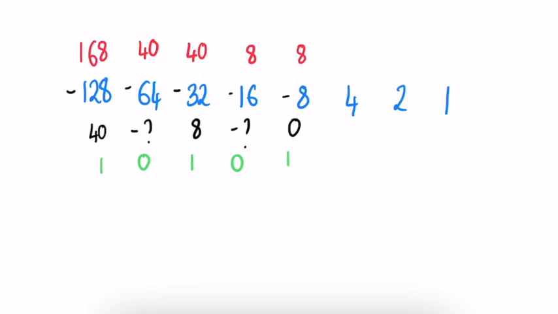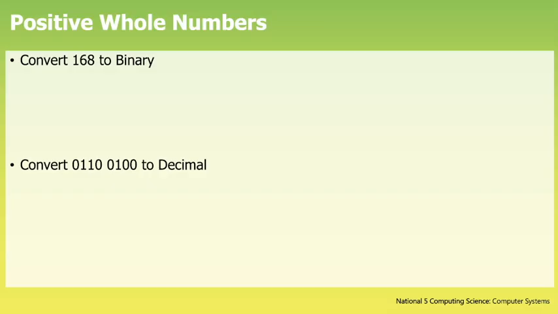I've now got nothing left, so I'm going to add in the rest of the numbers as 0. That means the number 168 in decimal is equivalent to 10101000 in binary. So I've looked at how we convert a decimal number to binary. Let's now convert the binary number 01100100 to decimal. Let's head to the whiteboard.